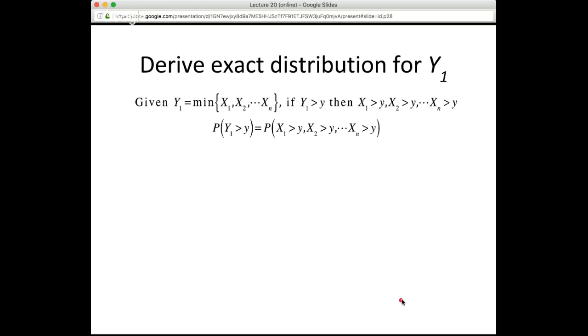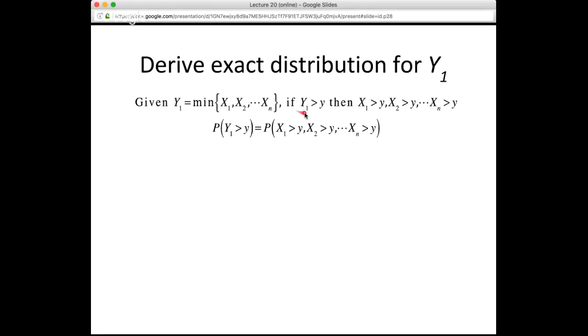Okay, so that's cool. We can also go through exactly the same process to derive an exact distribution for the smallest value in a sample of size n. Remember, that would be the random variable y1, which is equal to the minimum of all the random variables x1, x2 through xn. And we basically play the game kind of in reverse.